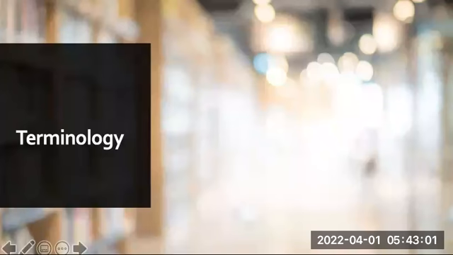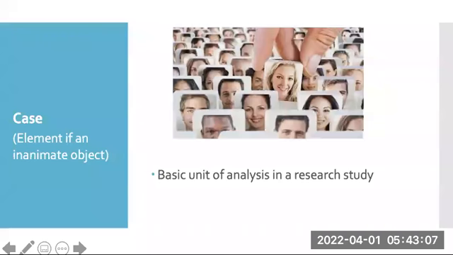So let's start off with some terminology related to sampling. One of the terms is called case. The case is a basic unit of analysis in a research study, and it refers to many different units of analysis. For example, a family, a group, an organization, a community, even a nation, or of course, an individual.